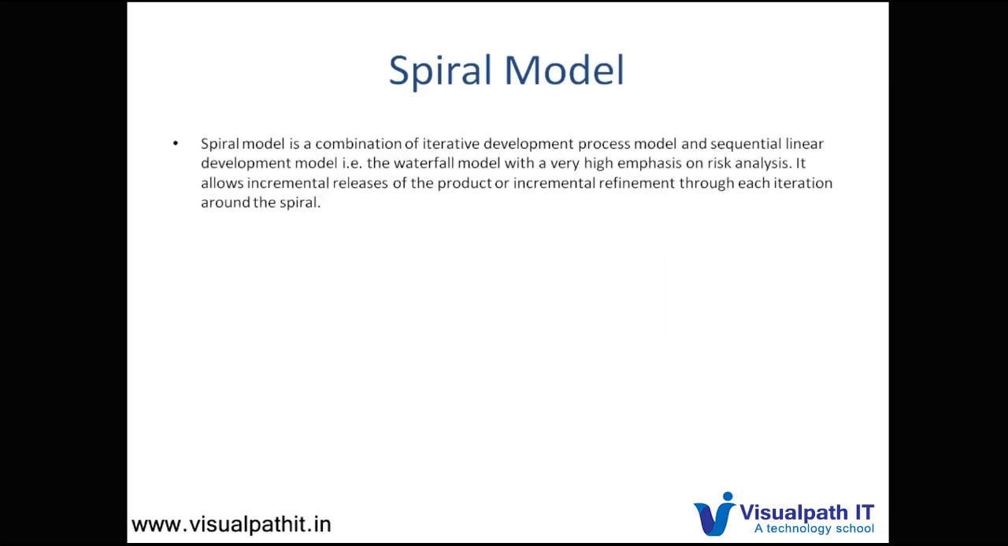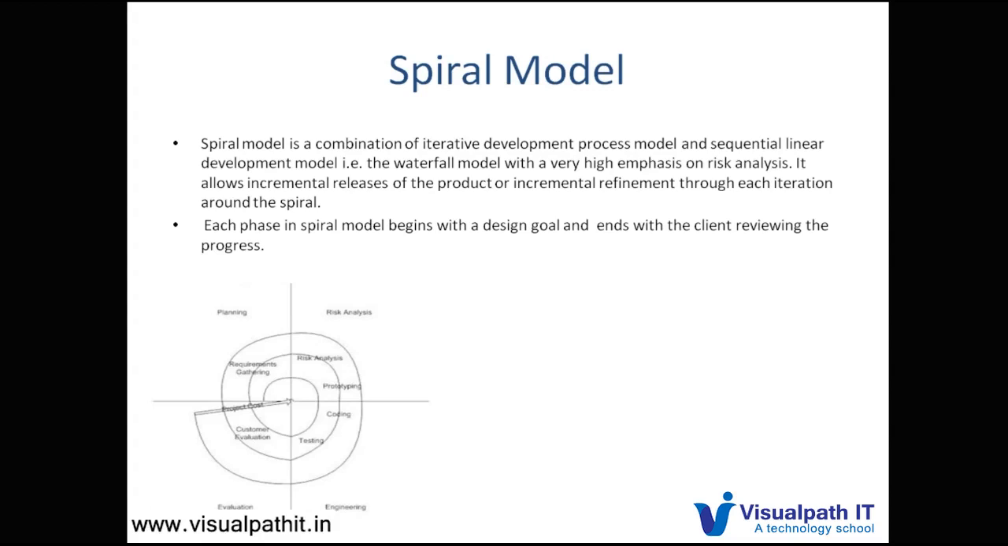Now coming to the spiral model. So what is a spiral model? A spiral model is a combination of an iterative model plus a sequential linear model. So what does it mean? Actually, we have seen a waterfall model, an iterative model, and the prototype model also. So it is a mixture of all of these. Let's see a picture of it.